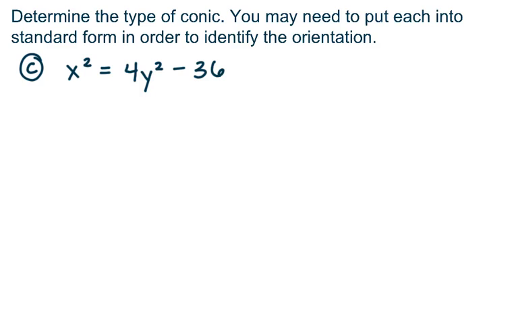So again, identifying what this is, we have x squared equals 4y squared minus 36. First thing we notice is both x squared and y squared. And that means this is not a parabola. If this is not a parabola, then we know it's either a circle, an ellipse, or a hyperbola.